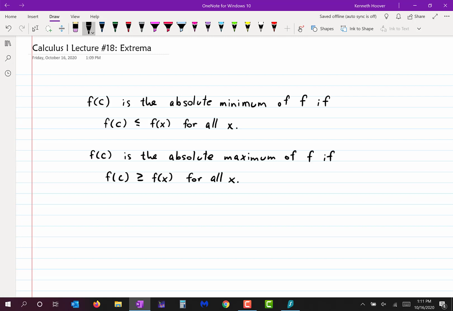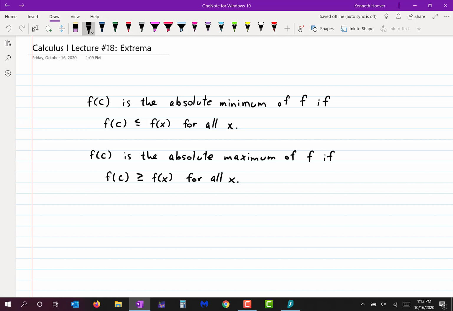Okay, visually, the absolute minimum is the lowest point on the graph of f, and the absolute maximum is the highest point on the graph of f. There might not be any. Let's point that out. This is really important.